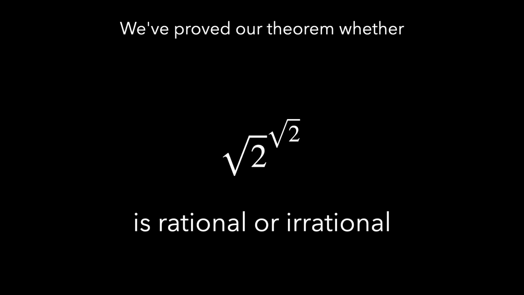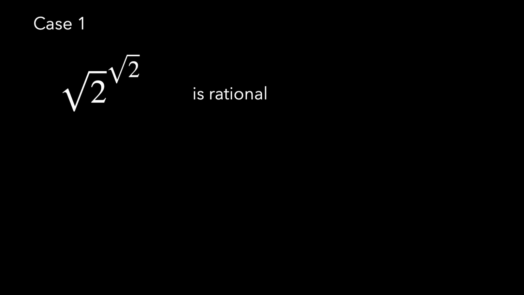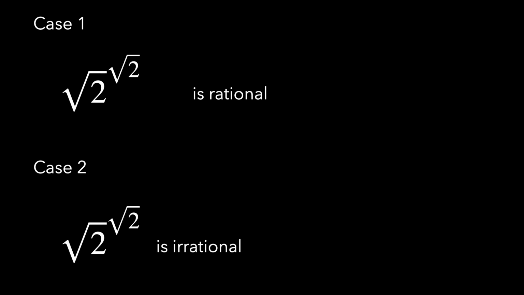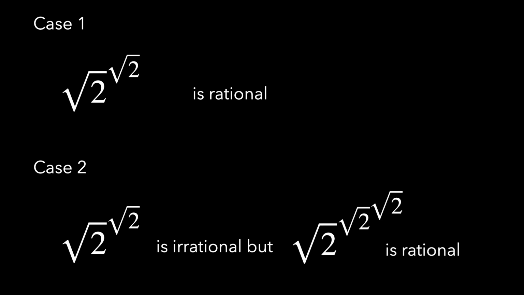And so we've proved our theorem whether the square root of 2 to the square root of 2 is rational or irrational. We've never decided which is the case. Case 1, square root of 2 to the square root of 2 is rational. We're done. Case 2, square root of 2 to the square root of 2 is irrational. Then we raise it to the square root of 2, and that was 2, which is rational. In my opinion, that's a totally delightful proof.